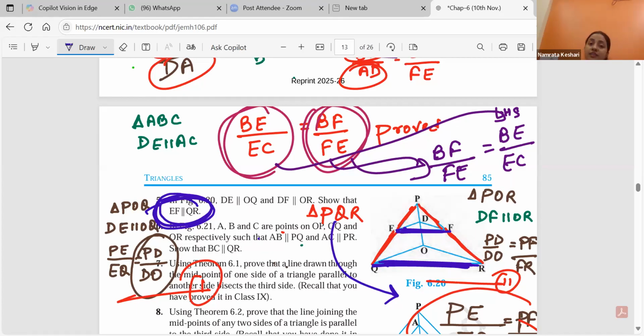Again, I'm repeating, this triangle chapter is much easier than the previous class triangle chapter, where for the very first time you learn congruency, and here every time we are doing the same thing, right?